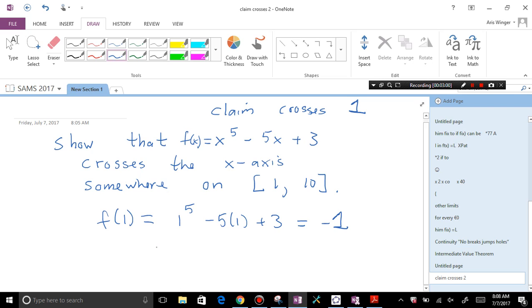F of 10, I'm not so interested in the exact value, but f of 10 is 10 to the fifth minus 47. I don't really care what that is, but I know that it's positive. And that's all we need to know. Because we know there has to be a zero between those two numbers. Because it's a continuous function. To get from x equals 1 to x equals 10, it has to go through the x-axis.